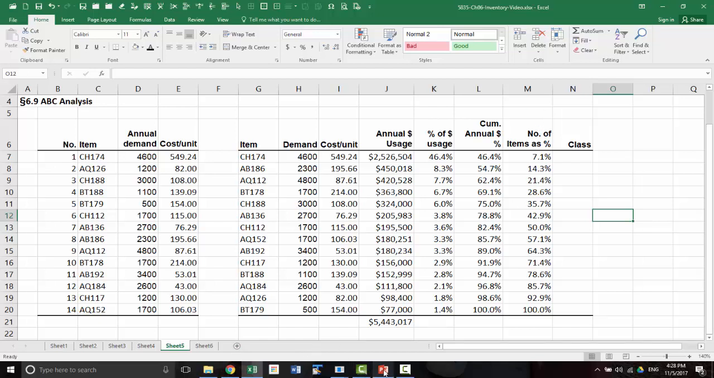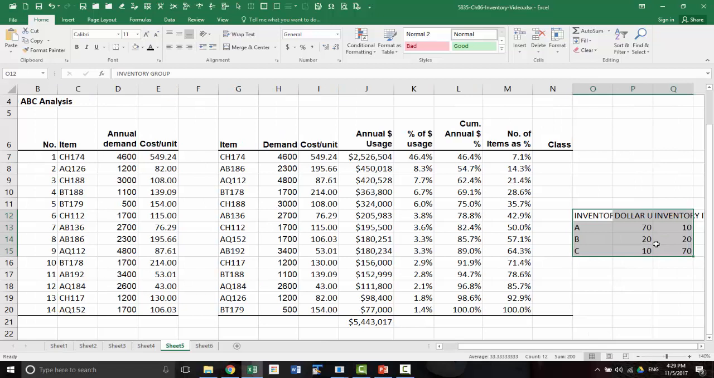Now we have to apply the rule. And remember, this is only a thumb rule, so 70% and 10%. If you look at 10% here, that's only the first two items, and that constitutes only 54%. If you want 70%, you should go up to here, and that has way too many A's. So we have to compromise here.